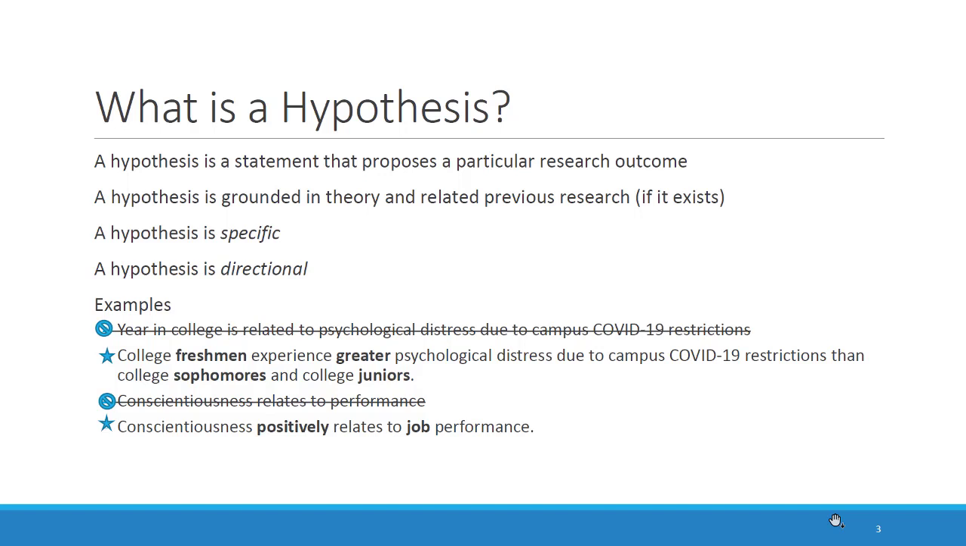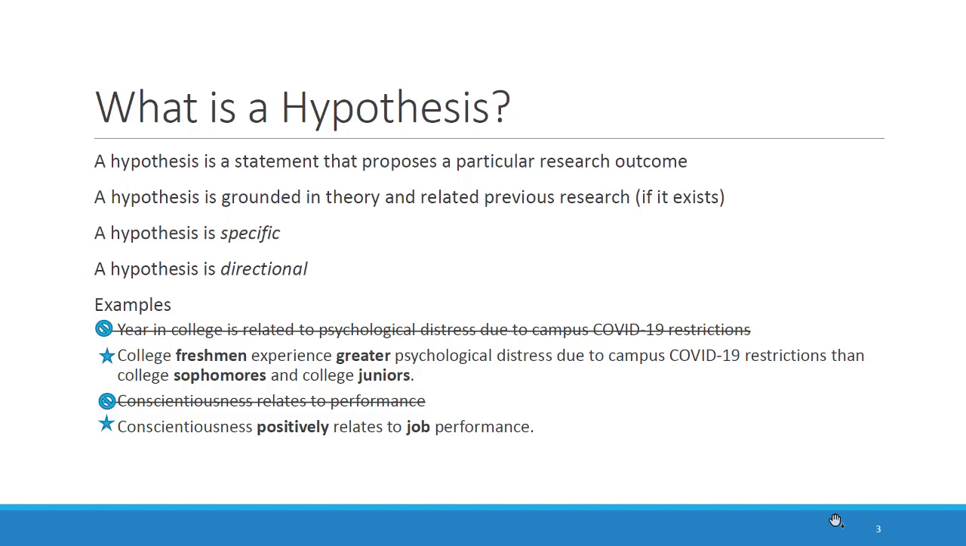So let's look at a revised hypothesis that is more specific and directional. The hypothesis is that college freshmen experience greater psychological distress due to campus COVID-19 restrictions than college sophomores and college juniors. So we're being very specific about year in college, and we're talking about the direction. Freshmen will experience greater distress than those who are sophomores and juniors. Let's go through another example.